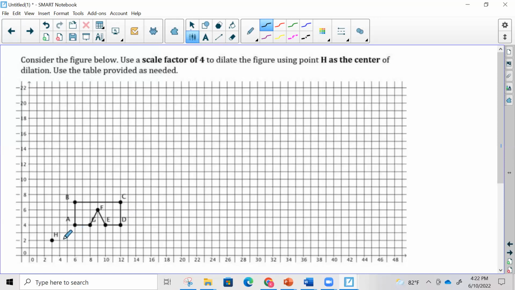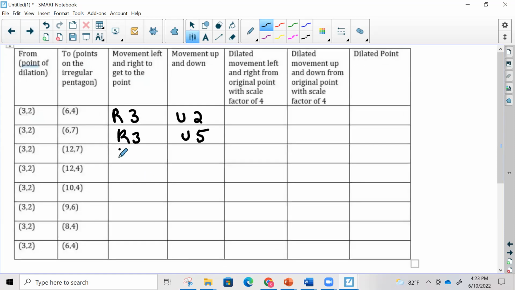Okay, C, I'm going to count how far it is to the right. So it's 1, 2, 3, 4, 5, 6, 7, 8, 9. I'm going to stop because that's how I would get to C. And then up 1, 2, 3, 4, 5. So C is right 9 and up 5.